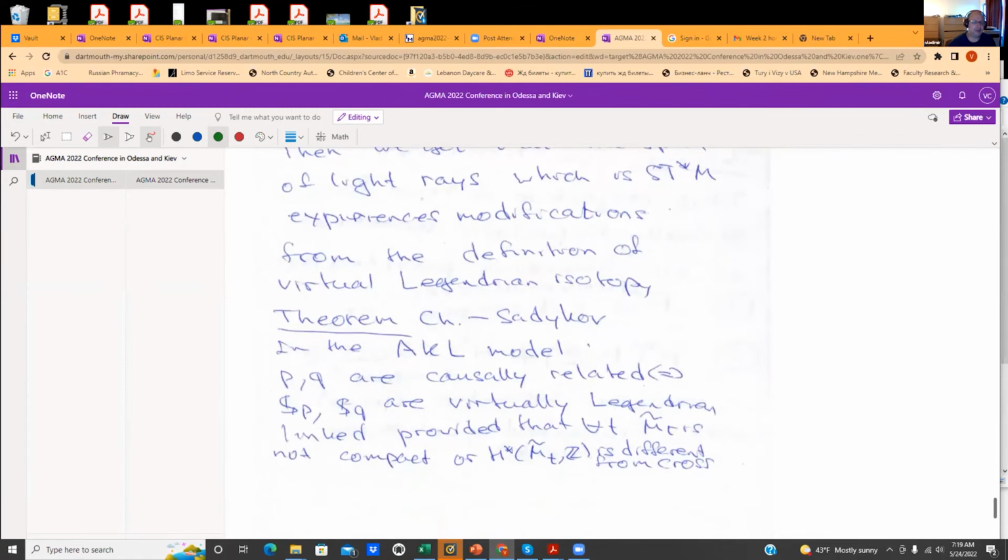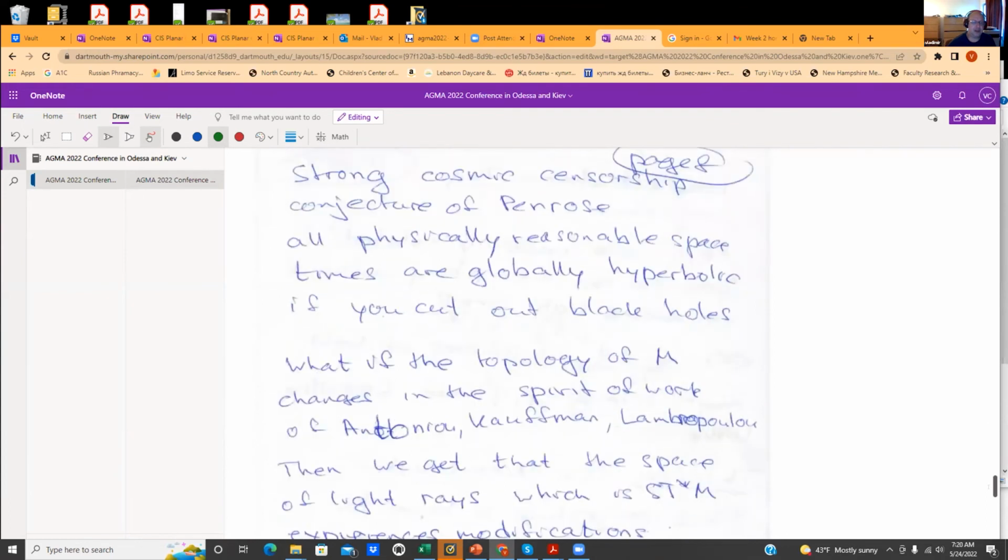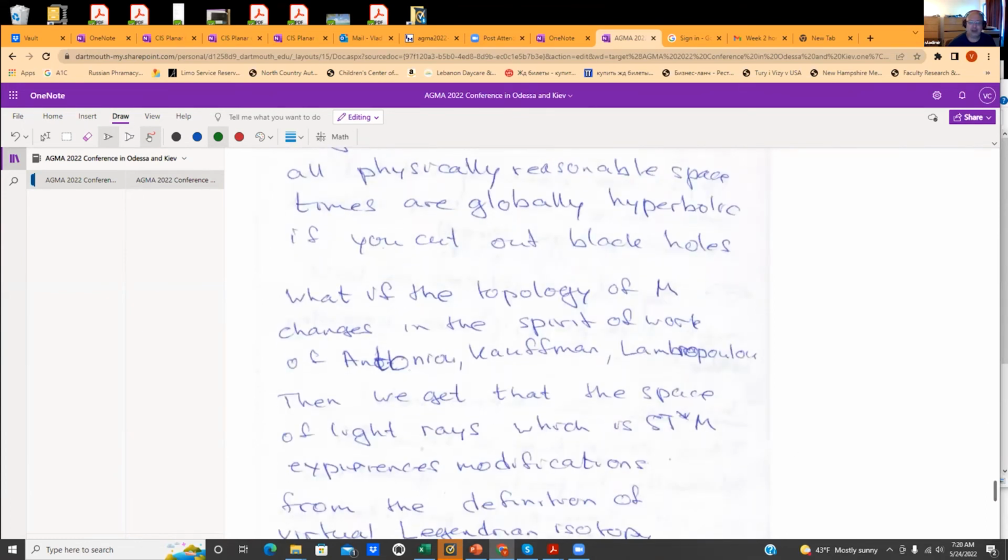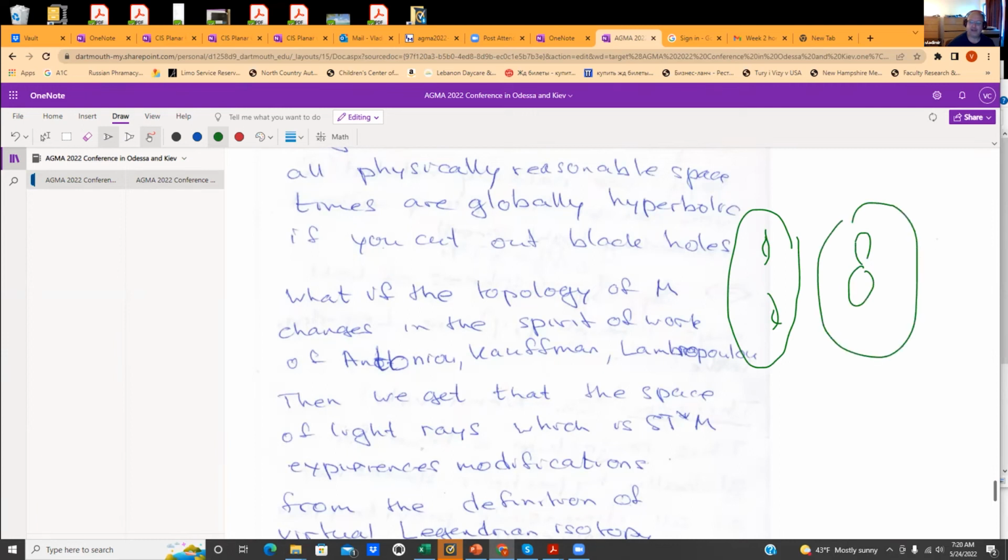So let me try to explain the new conjecture. There is a paper by Antoniou, Kaufman, and Labropoulos. This paper pretty much does the following. It says that in their opinion, when you pass through a singularity of a space-time, the topology of the space-like section changes. So basically you have some Cauchy surface before passing through the singularity, and then these two holes get united, and then you have one hole, something like that.